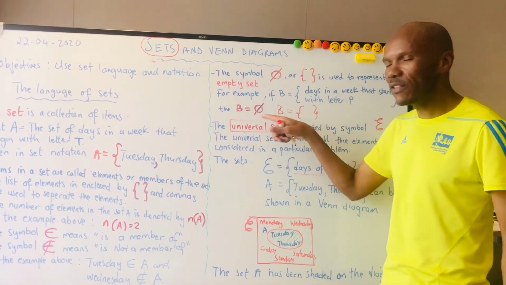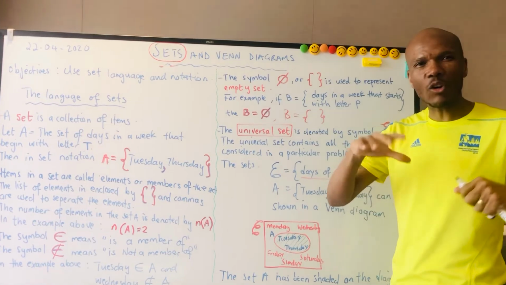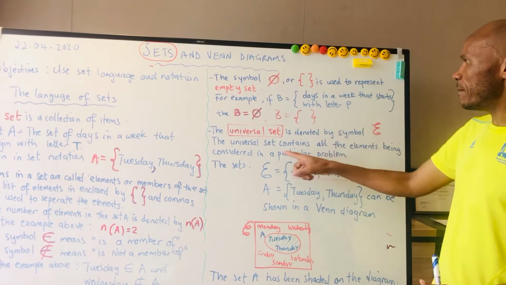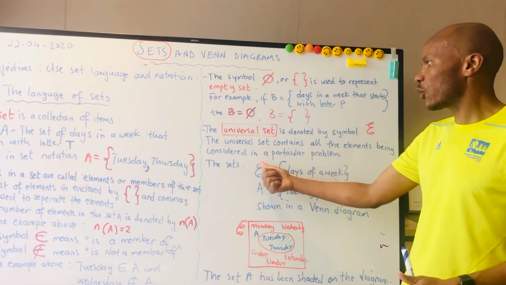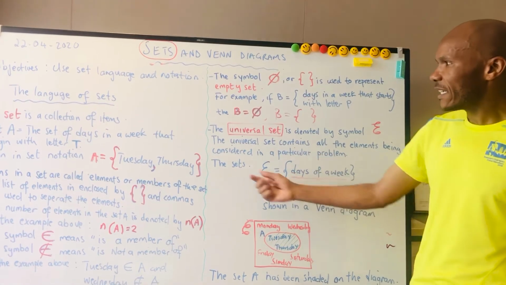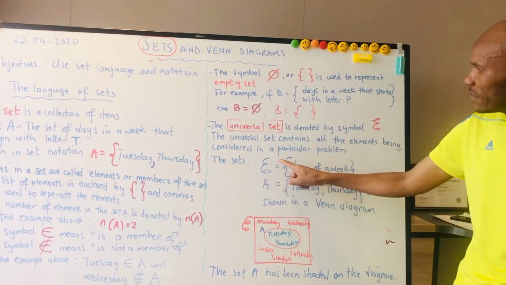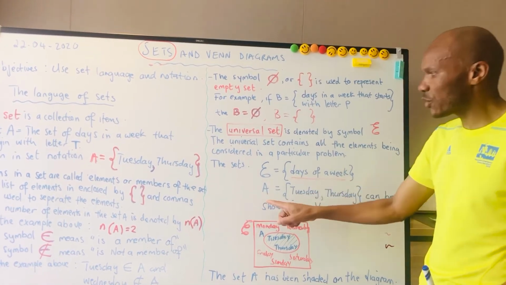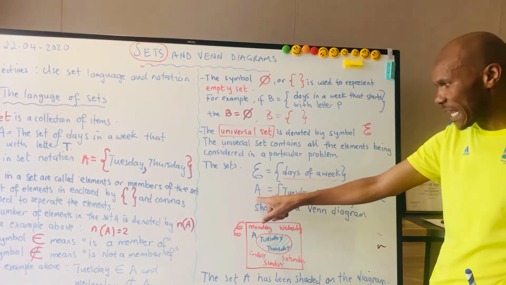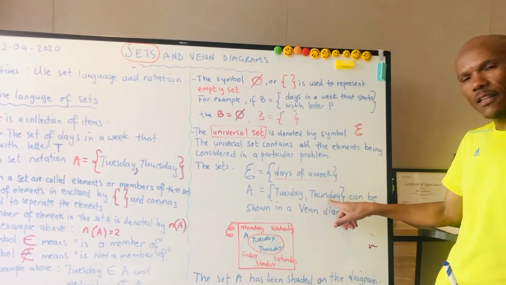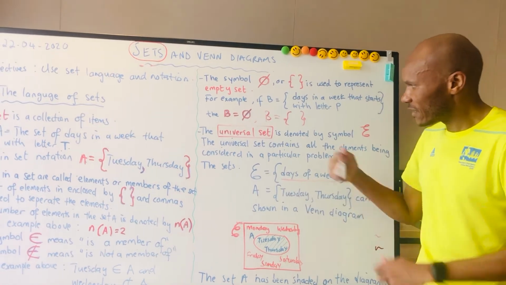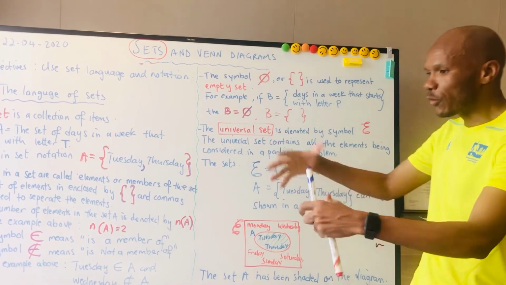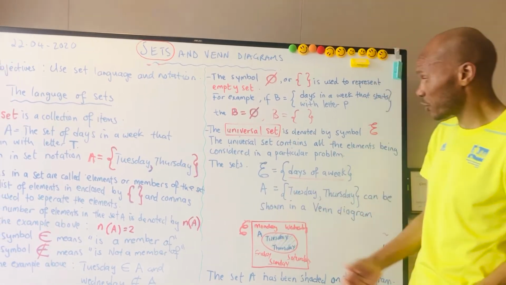And now let's talk of the universal set. The universal set is a collection of all the items you are going to be talking about. It contains all the elements being considered in a particular problem. Like the example that we had before, we were talking about the days of a week. Then we chose parts of the days of a week, which was a collection A, Tuesday and Thursday. So that's the universal set, a set of a collection of all the elements you're going to be talking about.